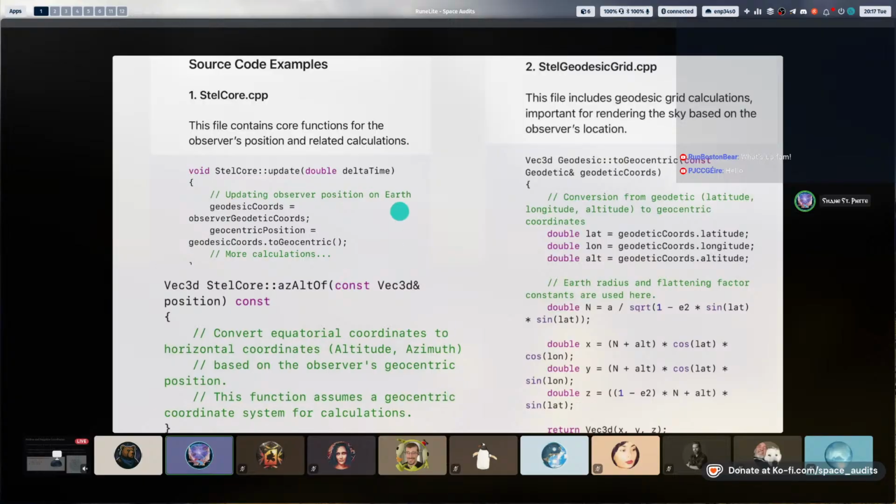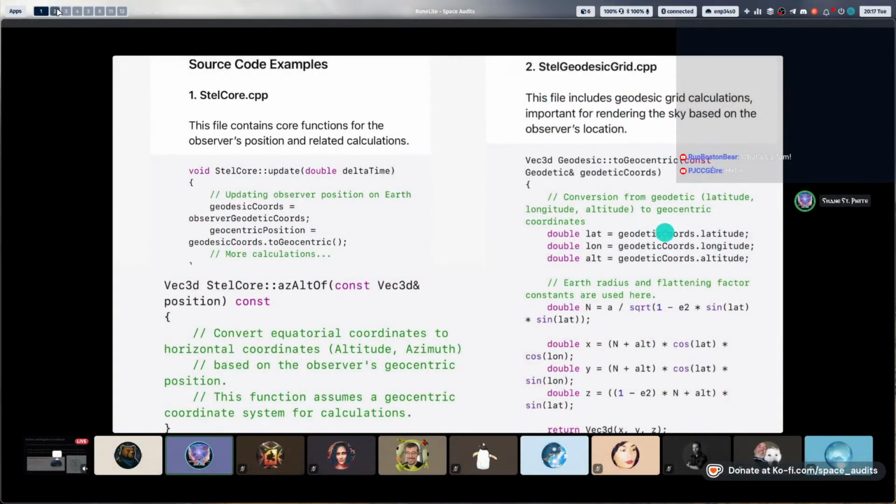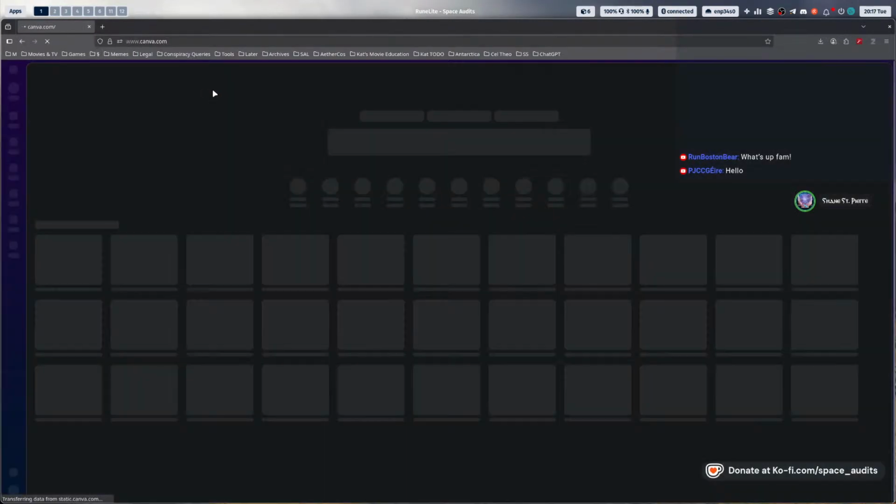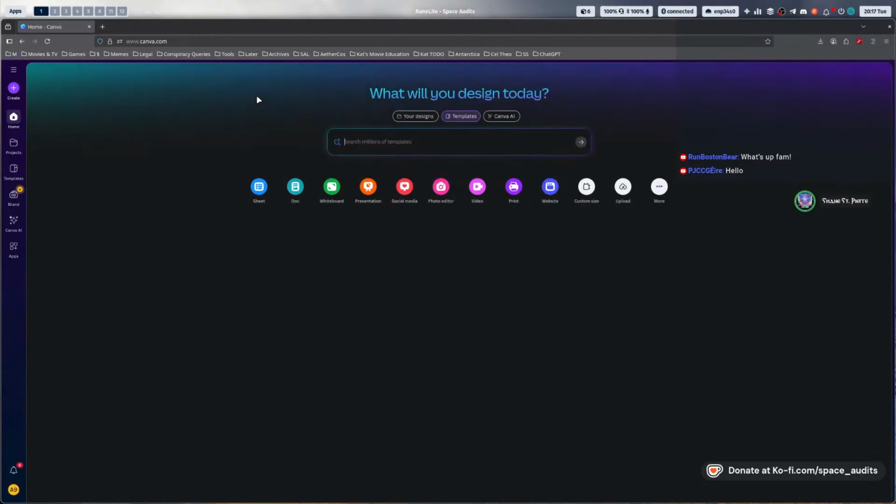And as we see here, it's not globe. What it actually does, and this is with the StelCore function, it does this. So this is updating your position when you click on maps, and that's of course geodetic coordinates, which we know as lat-long. And then when we're doing the alt-az, it just does convert equatorial based on the observer's geocentric position, and it assumes a geocentric coordinate system for all calculations. And then finally, we have the StelGeodesicGrid, which is what we put on when we see the equatorial grid, which we're going to demo in a second. But it's conversion from geodetic, latitude and longitude, to geocentric. So latitude and longitude converting.